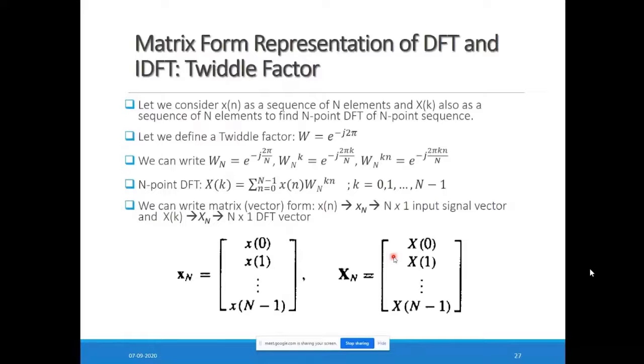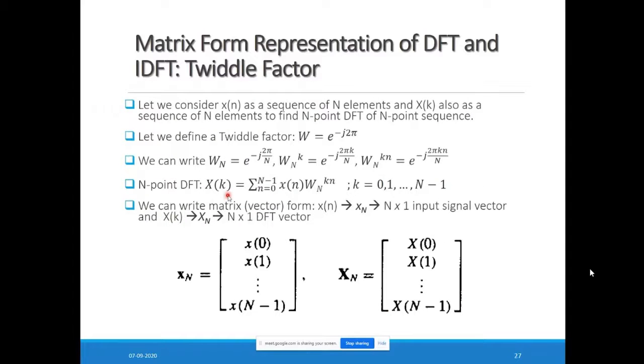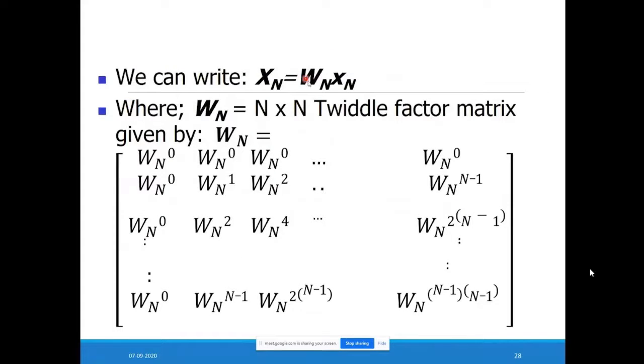Okay, now let me represent this Twiddle factor matrix. So here we can write x of n, and X of k we have written. Now if we represent it with the Twiddle factor, capital X suffix N in bold letters, which is nothing but your Twiddle factor matrix W suffix N into x suffix N. Here X is capital, which represents the DFT of the given N-point sequence. Here W suffix N, and here small x suffix N means your input sequence. Here when we write this equation, just a second, let me.